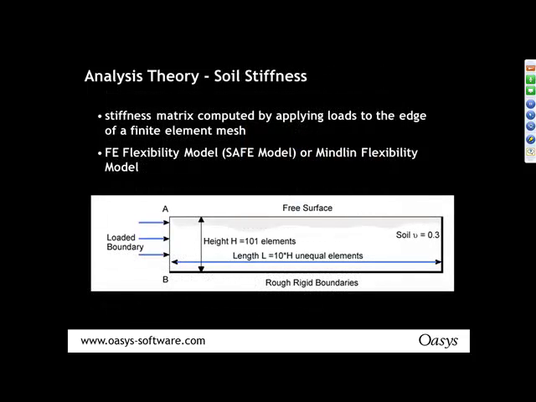So for calculating the soil stiffnesses, there are two methods which are available in Frew: the finite element flexibility model and the Mindlin flexibility model. And what happens is that these two models are used to calculate the response to the stiffness matrix. And it calculates how applied loads to the edge of the finite element mesh affect the stiffness of the soils, basically.